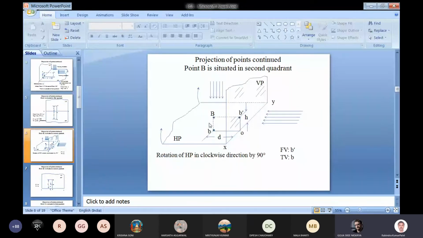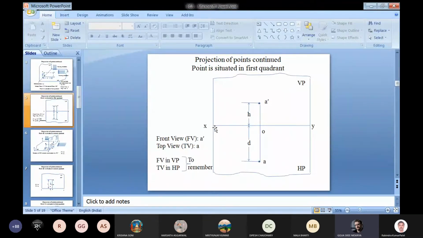Sir, in the two-dimensional part, where is our actual point? That capital A. Here in this case capital A is not shown. Yes, the location you can know. Location means the distance from the vertical plane of that original point is d, and the height of that particular point is h. So that you can see in this.